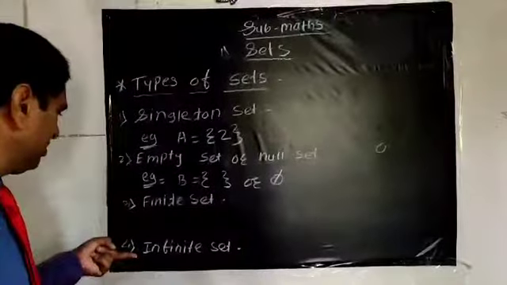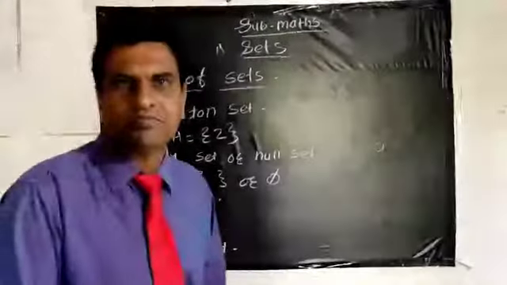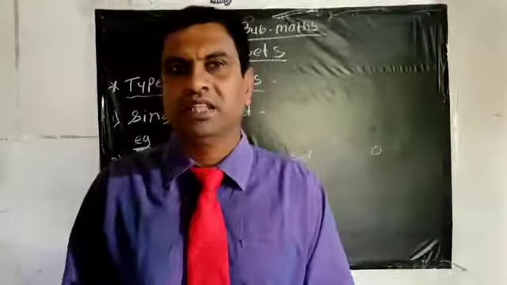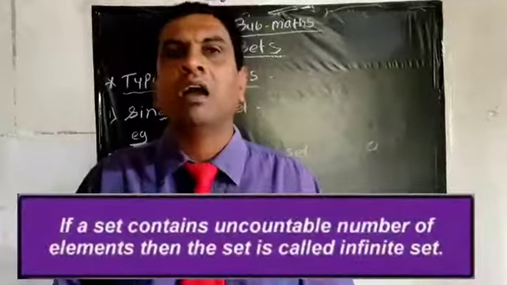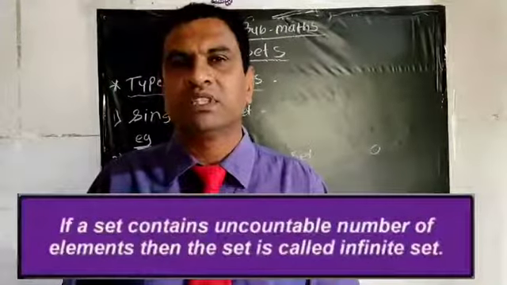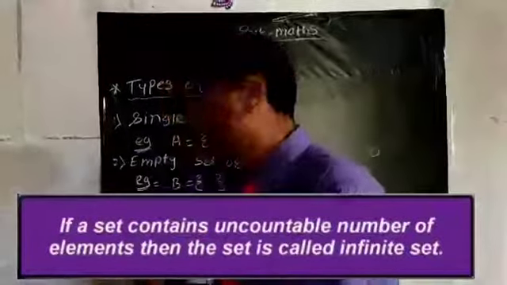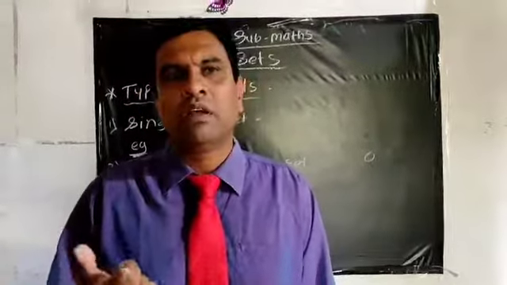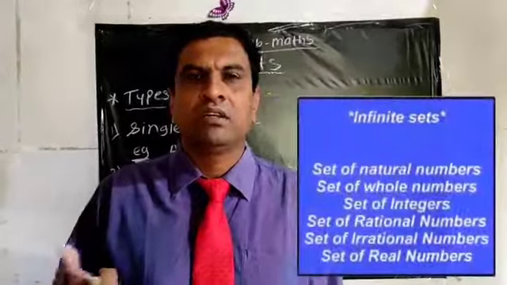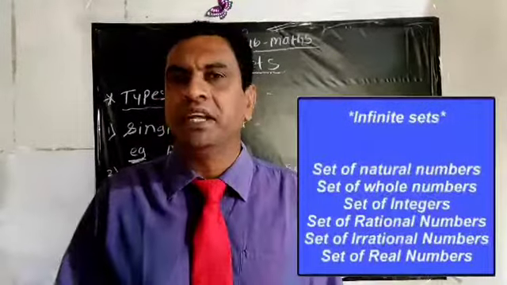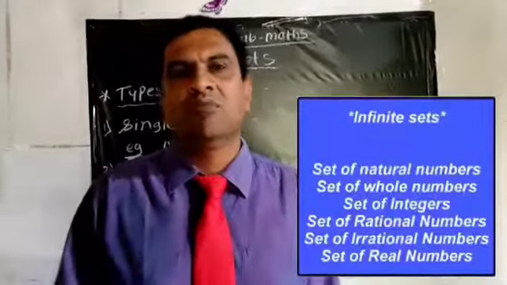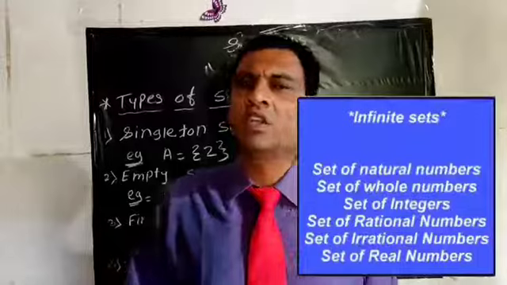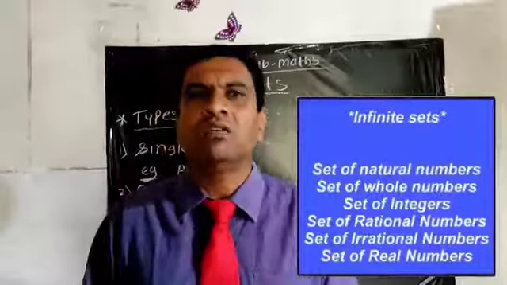And the next type, infinite set. Infinite set means uncountable. In the set, the elements are uncountable. This type of set is called an infinite set. Examples of infinite sets: natural number set, whole number set, integer set, rational number set, irrational number set, real number set. In all these sets, the numbers are uncountable.